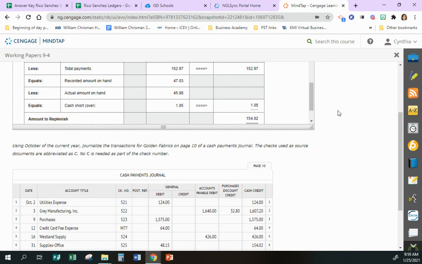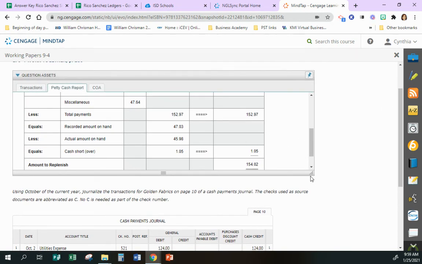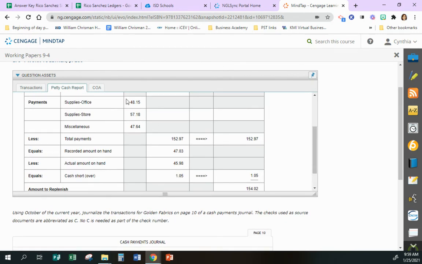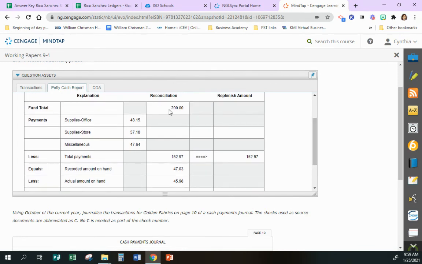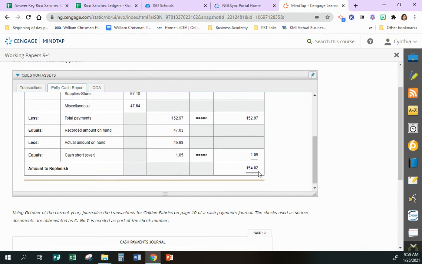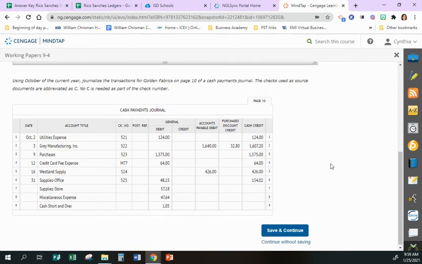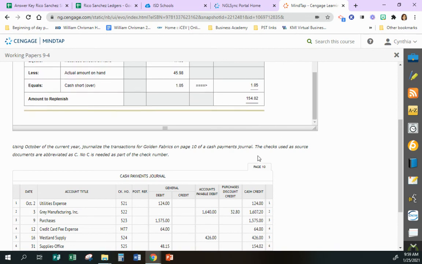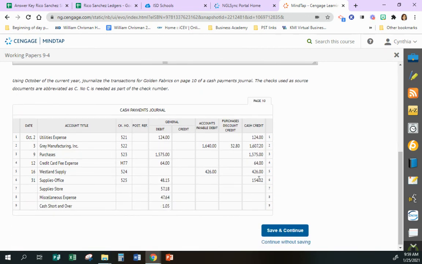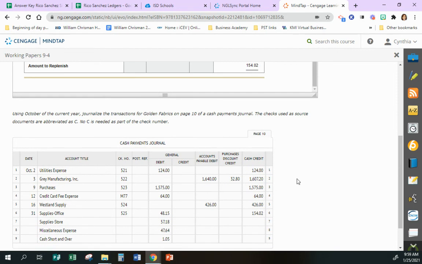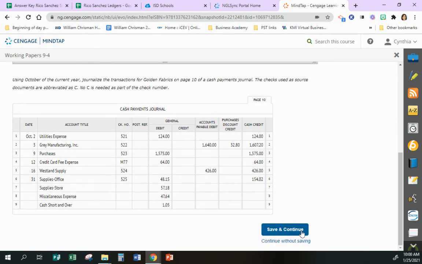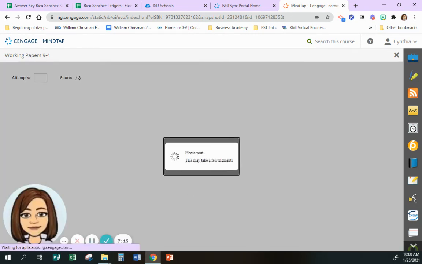Now this overage or shortage, let's go back and review that real quick. So when we add these all together, what we spent, we get 152.97. But to bring our account back up to 200, we needed 154.02. So we were short $1.05. So we had to add that in basically as an expense. That's why it's in a debit here. And then we credit it. Had this been $1.05 overage, then your cash short and over would have been a credit and your amount over here would have been different. So you always want to look at that. But that's just kind of a review of petty cash because that's one that always kind of throws us off a little bit. And then you're finished.